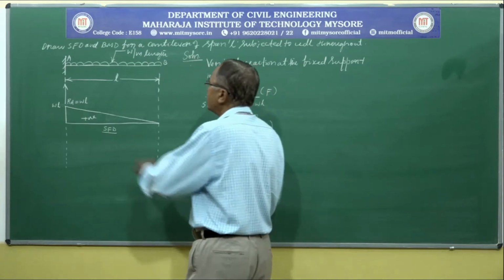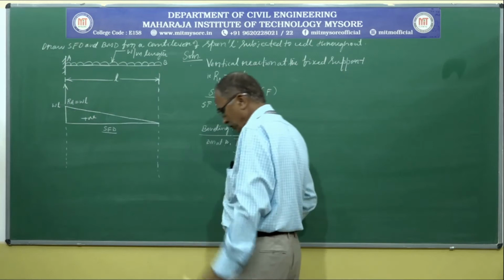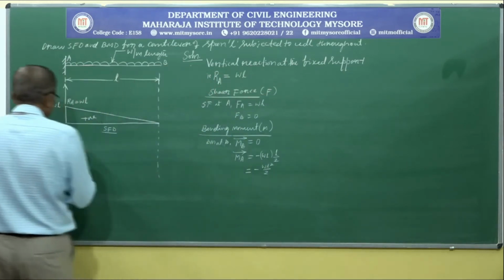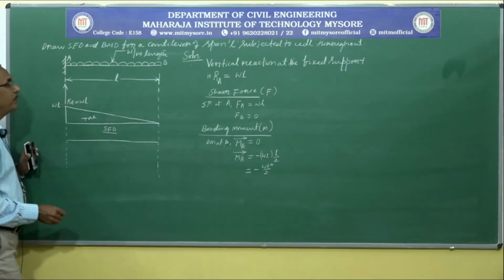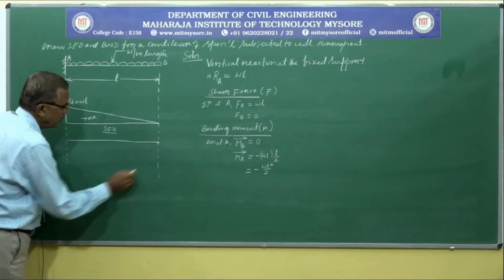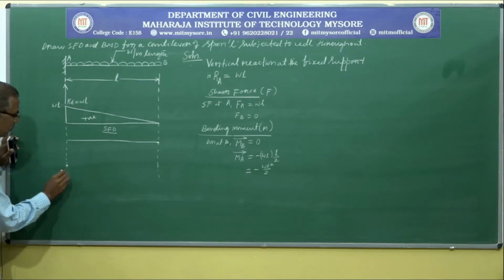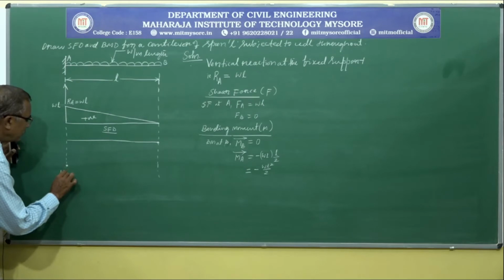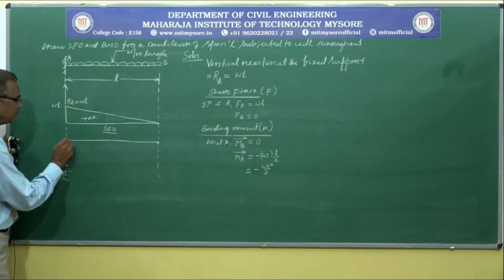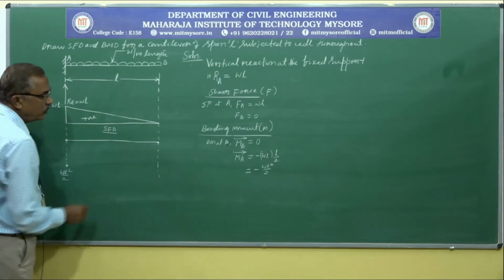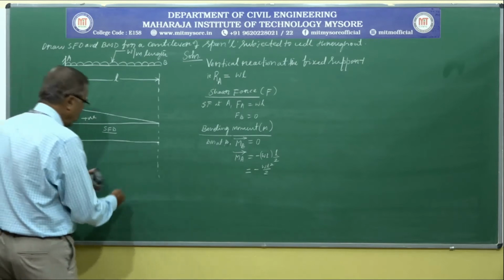And at the same point, if you consider fixed end moment here, it will be 0. Next, we can comfortably draw the bending moment diagram. Bending moment at point B is 0 and bending moment at point A is WL square by 2. So we know the bending moment diagram for a uniformly distributed load is a parabola.